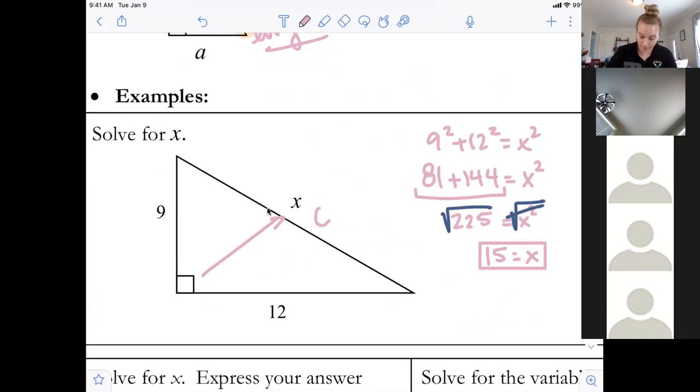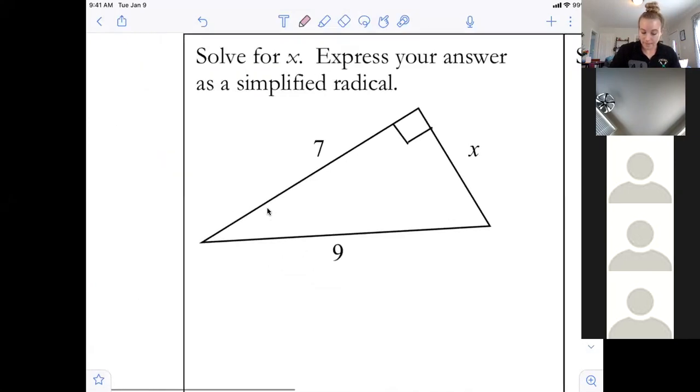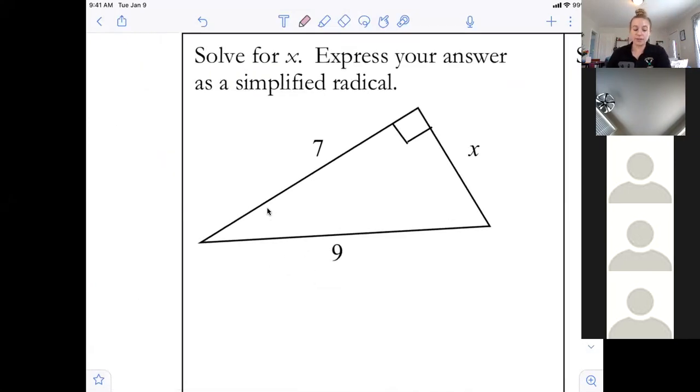All right, we got 2 more. Let's keep rolling. Next one says solve for x, express your answer as a simplified radical. So that means I don't want a decimal. It means I want an exact answer. It means that it's going to be a number and then radical another number.